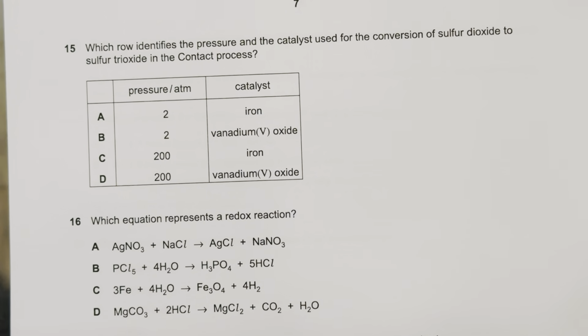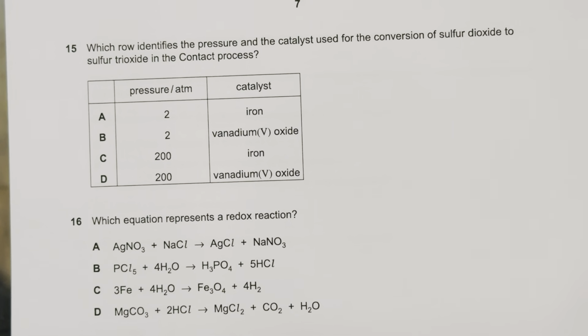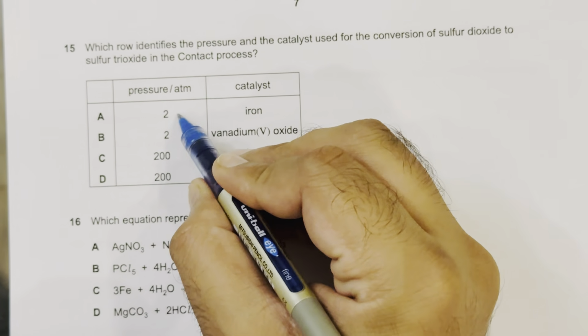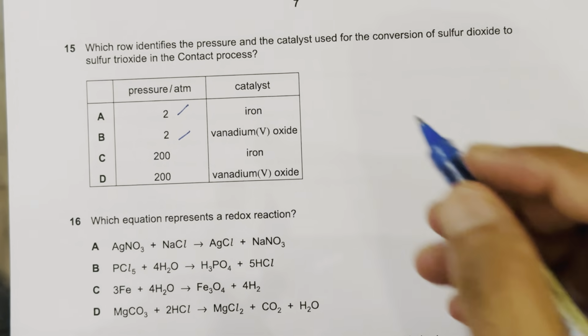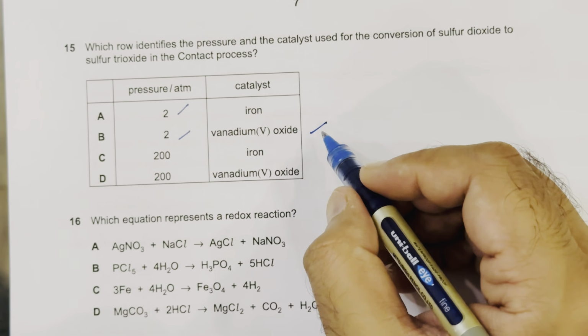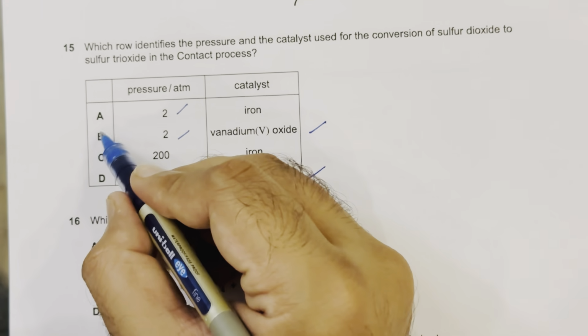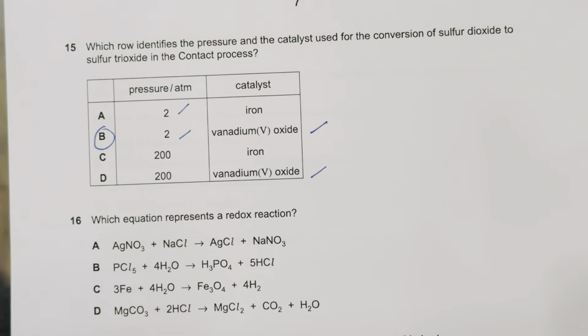Moving to question number 15. Which row identifies the pressure and the catalyst used for conversion of sulfur dioxide to sulfur trioxide in the contact process? It means SO2, we need to change it to SO3. So we know that the pressure should be 2 atmospheric. So option number A and B both carry this, and vanadium pentoxide is used as a catalyst. So option number B is the right choice for MCQ number 15.